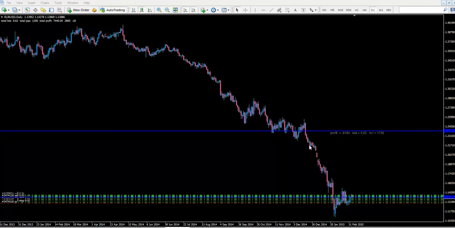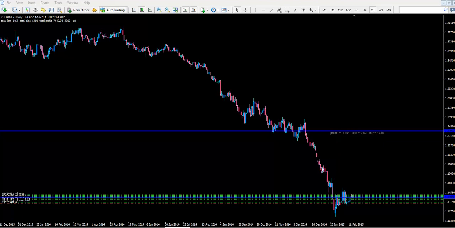Take a look at this line right here, blue line. Profit equals minus 61.94, lots .62, MR, which is margin required, is 1736. This indicator roughly calculates how much you will be ahead or in the hole a given distance from the current bid price or any price that you care to set.